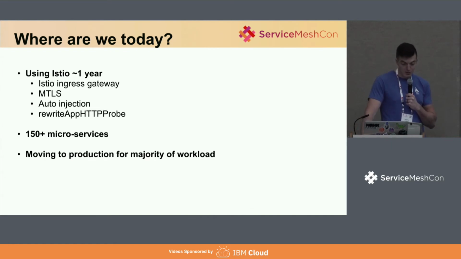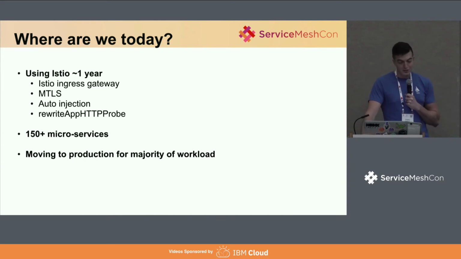Their current environments have the Istio ingress gateway installed with auto injection enabled, which automatically deploys that Istio proxy sidecar along each of their services. They also have mTLS enabled globally, so traffic between the proxies within the mesh is encrypted by default. And they're also using the rewrite app HTTP probe annotation, which is something needed once mTLS is enabled.